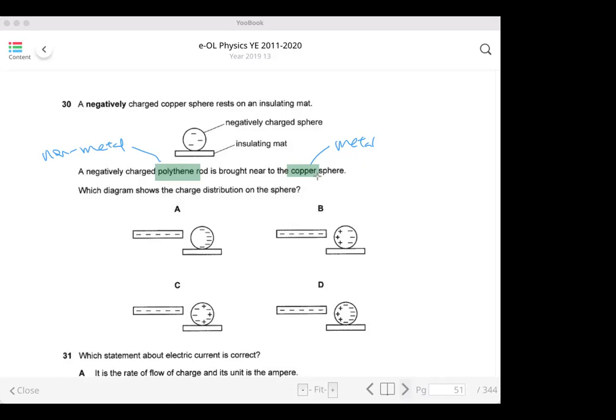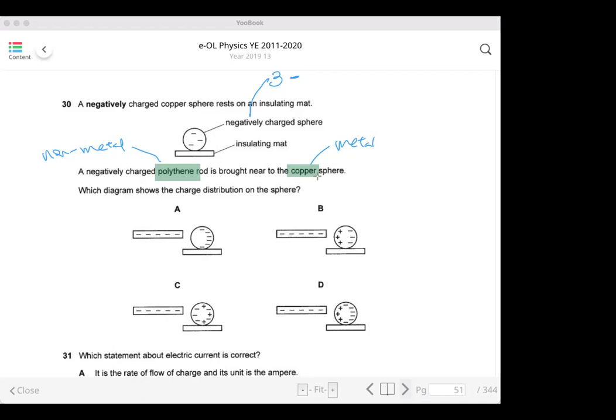Okay, let me give you another clue. There are 3 negative in the negatively charged rod. So Ryan and Oscar, try again. Okay, Yu Ting, well done. So I'll give you another clue.